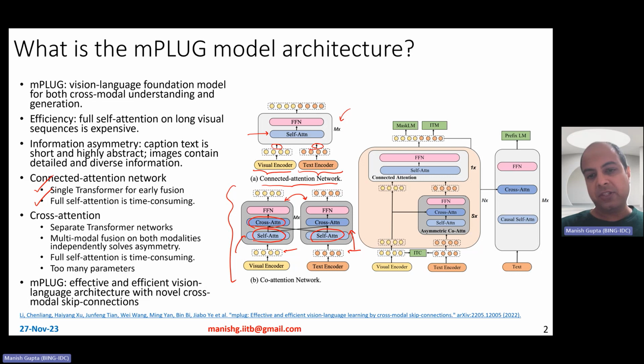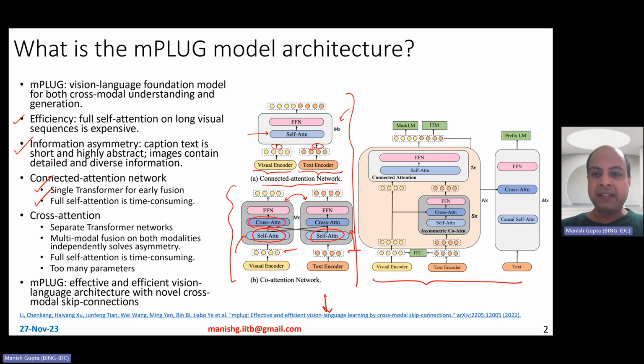Now, if you look at it, there are two broad problems with these. One is efficiency: full self-attention on long visual sequences is very expensive. The second is information asymmetry. The caption text typically used for pre-training such models comes from image caption datasets. The caption text is pretty small and highly abstract, while images contain detailed and diverse information. To solve these two problems, these people came up with this architecture called mPLUG. mPLUG is a vision language foundation model for cross-modal understanding, and the good part is it also does cross-modal generation.